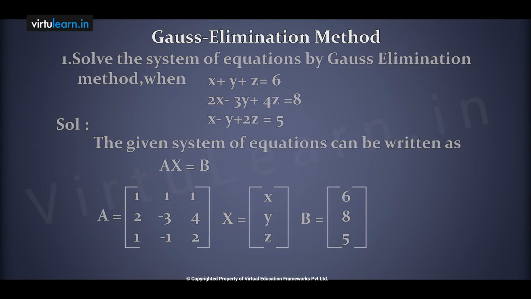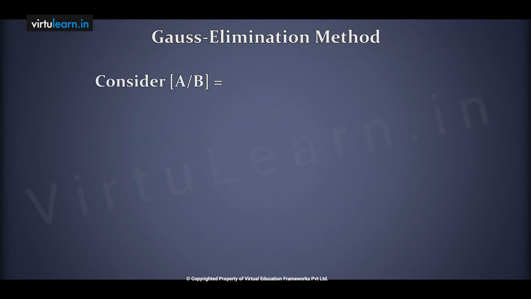Now consider the augmented matrix, [A | b]. It is 1, 1, 1, 6; 2, -3, 4, 8; third row 1, -1, 2, 5. Here we are adding a fourth column, the constant matrix, to the A matrix, and that is the augmented matrix. Now convert this augmented matrix into echelon form by using row operations.